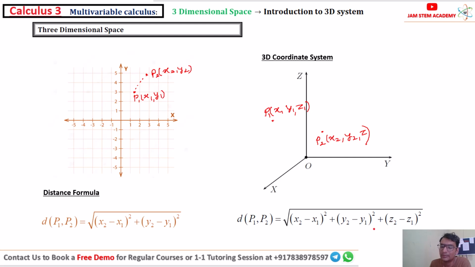What I'm doing actually is just generalizing the thing from 2D to 3D, as you can see. You can generalize it from 2D to 3D like this. That's it. In this way, we can find the distance between points in 3D as well. Okay. Now, next part.